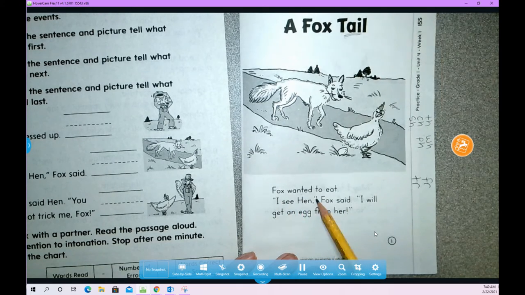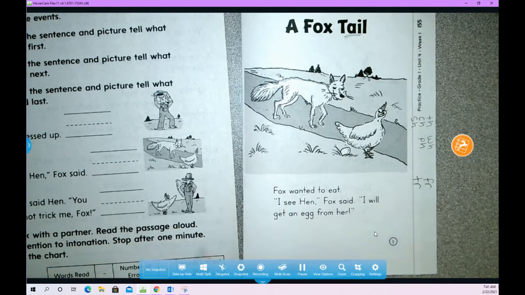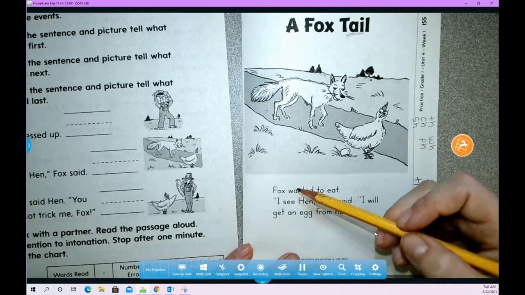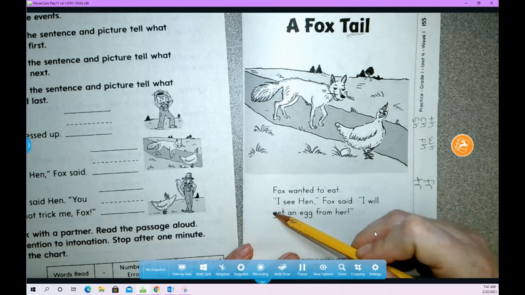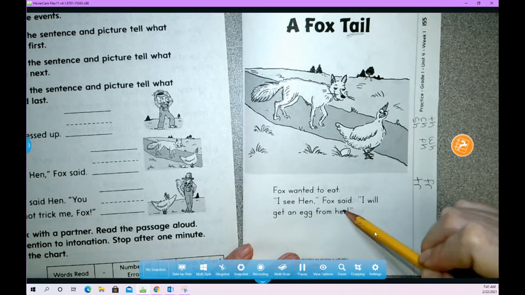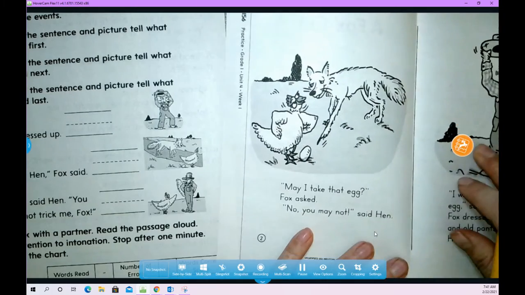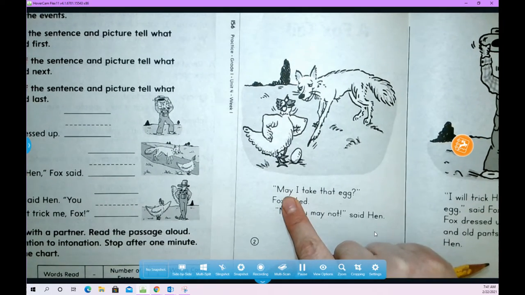So this is the part where he's talking. That's why it has these little markings. Say that with me. Fox wanted to eat. "I see Hen," Fox said. "I will get an egg from her." While you read, I want you to follow with your finger.